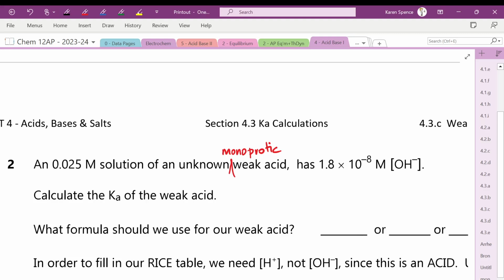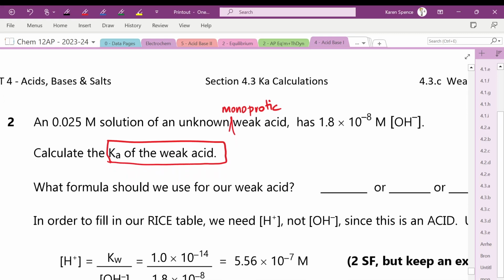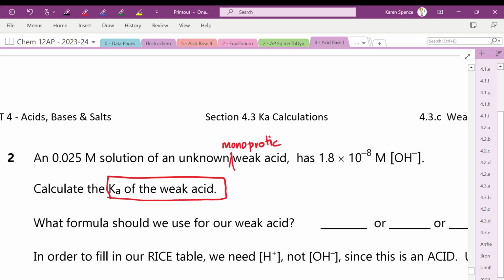Calculate the concentration of OH minus. Or no, it doesn't say calculate the concentration of OH minus. My brain made that up. It says calculate the Ka of the weak acid. Sometimes my brain doesn't brain very well. What formula could you use for your weak acid? It's unknown.